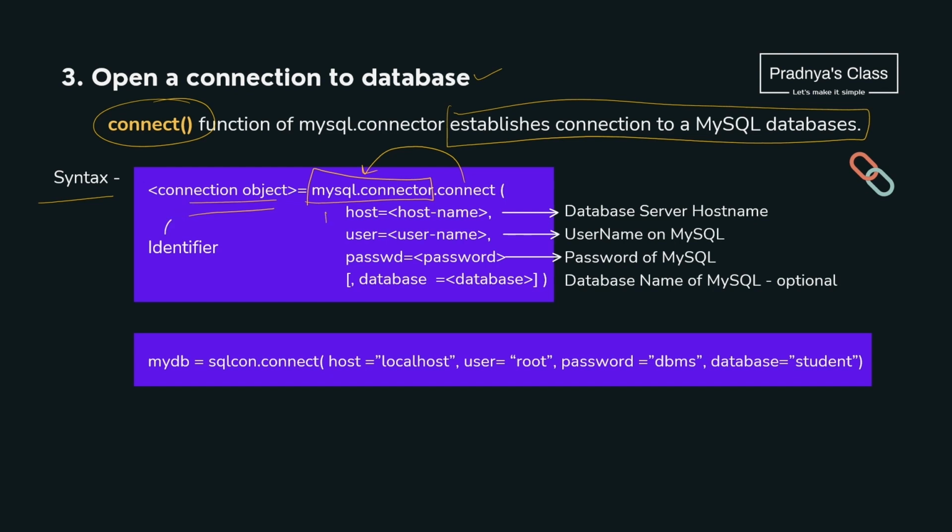There are a total of 4 parameters. First is host. In our case the host will be localhost. The second parameter is user. For that we will be writing root. Look at the third parameter, that is password.